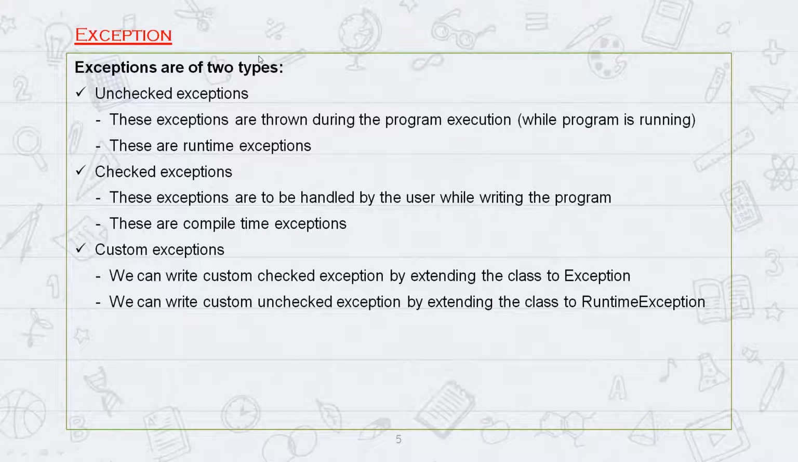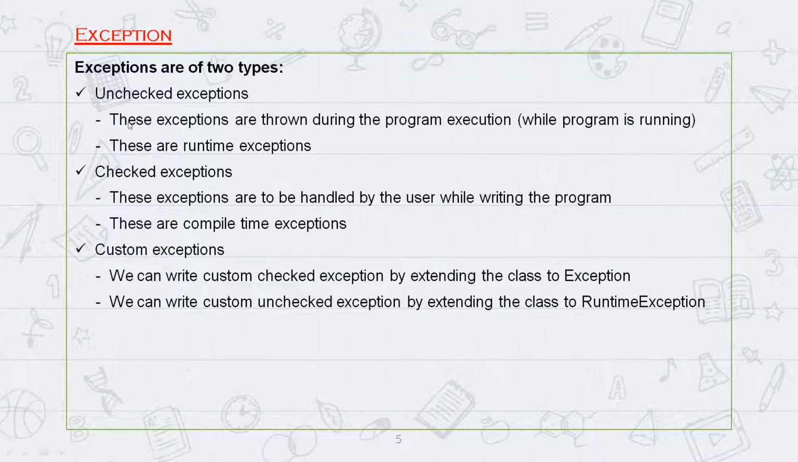Exceptions are of two types, basically. One is unchecked exceptions and the other is checked exceptions. Unchecked means what? We don't know what kind of exception may occur. So that is unchecked. Checked exception is what? I exactly know what kind of exception my program is going to throw. So at compile time we know about checked exceptions. You will read out the statements and it would be clear for you.